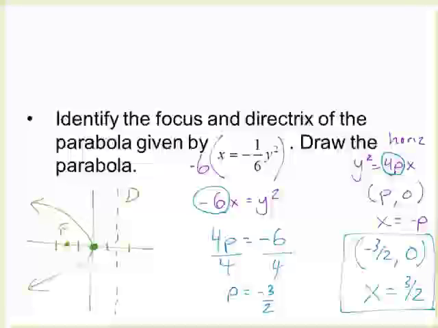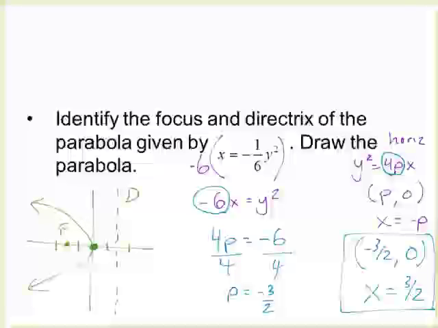So that p-value can tell us a couple of things about our graph. First, this one had a negative p-value. What do you think that negative did to this? Made it go to the left as opposed to going to the right. So if you have a negative p-value, you should expect your graph to be facing in a negative direction, either left or down. If we have a positive p-value, it'll be facing right or up.